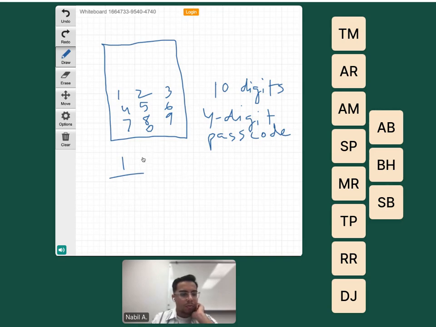What do you guys think would be the answer to this? So there's a total of 10 digits. So we have 1, 2, 3, 4, 5, 6, 7, 8, 9, 0. And we're trying to guess the probability of a 4-digit passcode here.